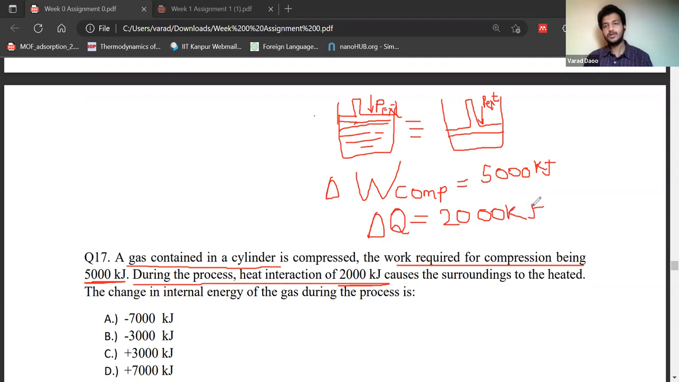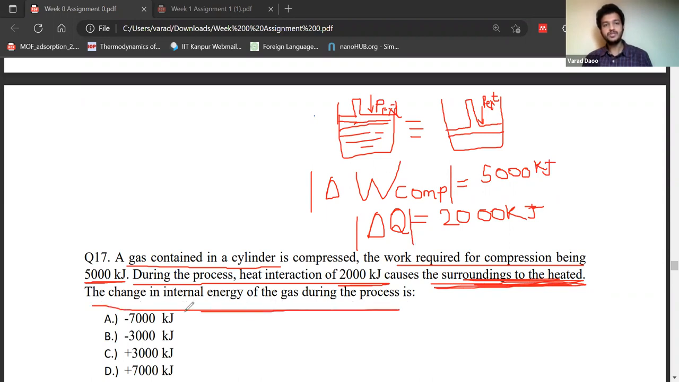Remember, here we are not taking any sign convention. We are just taking the modulus of W and the modulus of Q. And it causes the surrounding to be heated, right? So this has to be remembered, the surrounding is being heated. So what we have to do is find the change in the internal energy of the gas.